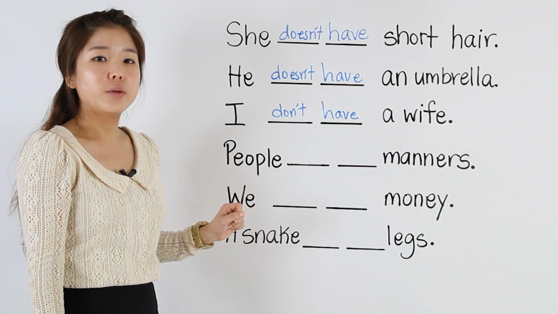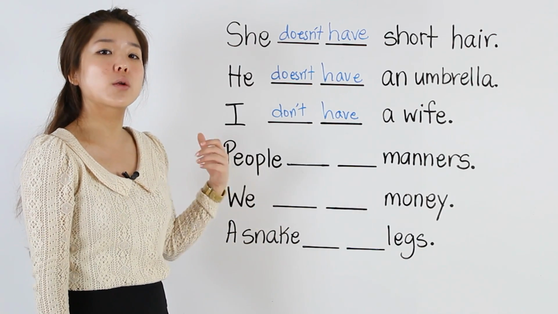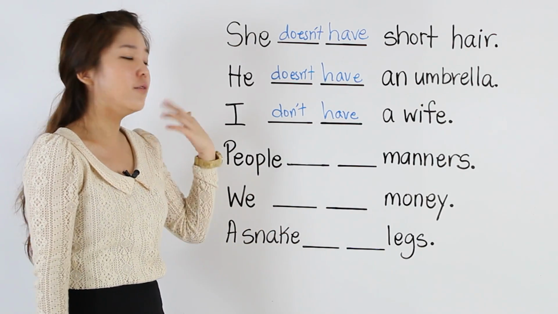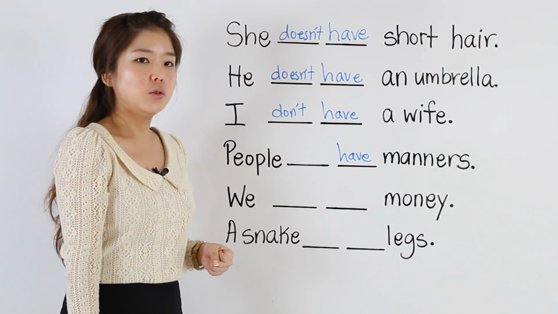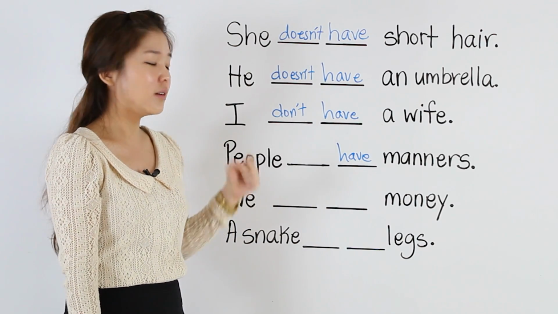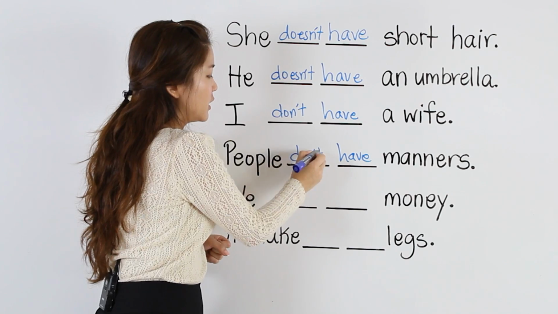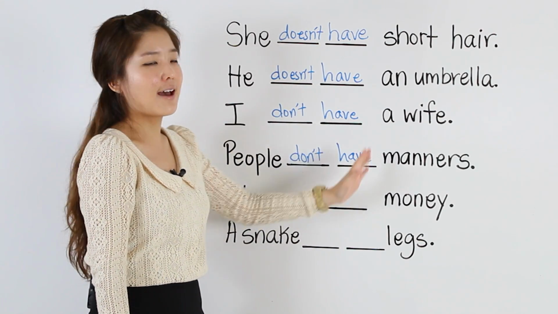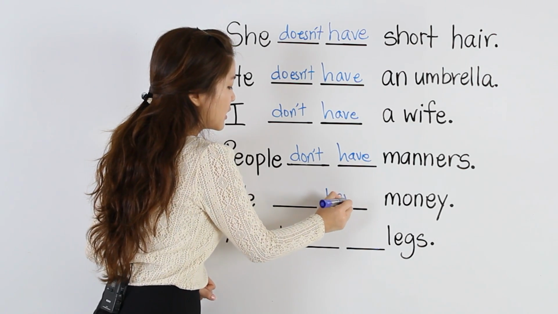People. Remember, if we have more than one person, animal, or thing, we have to think of they. For they, do we use don't or doesn't? Do you remember? The correct answer is don't. People don't have manners. Okay, next.